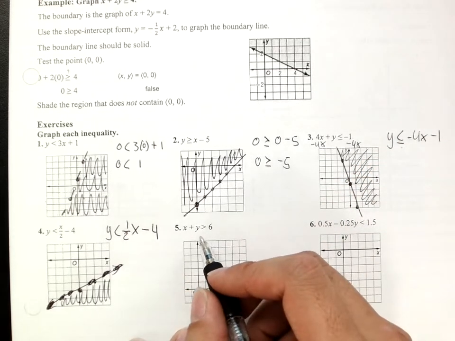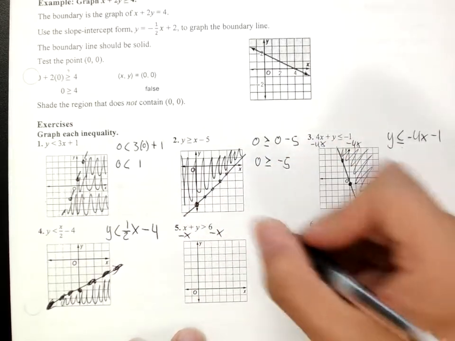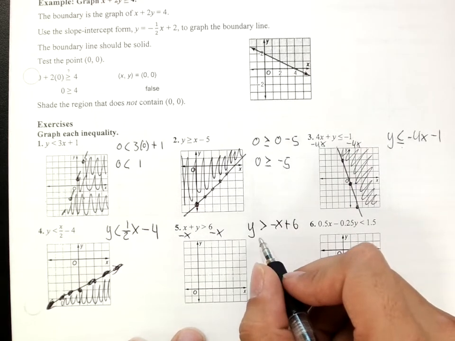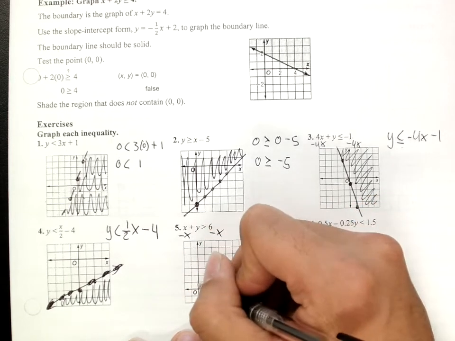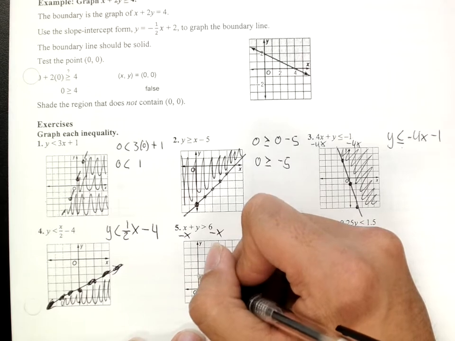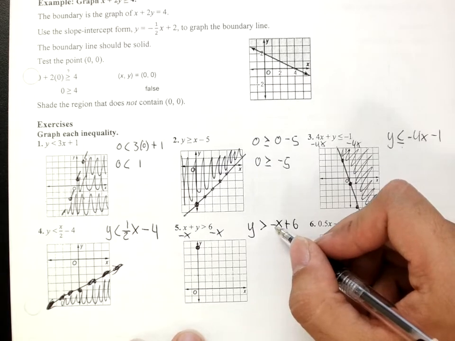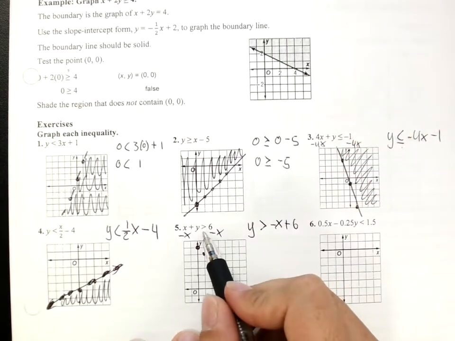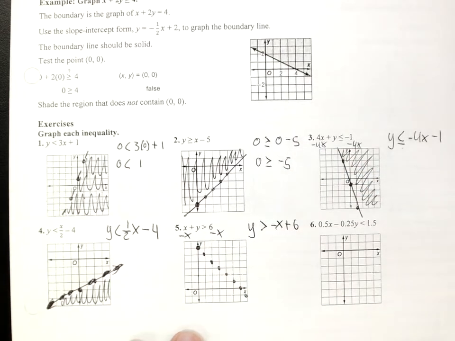Now, this is not in y inequality function form, so I'm going to get it that way. If I subtract x on both sides, I'm going to get y greater than negative x plus 6. Now, plus 6, 2, 4, 6, negative, so I'm going to go down. And once again, it is not equal to, so I'm going to use a dotted line. This is going to be good enough for my dotted line.